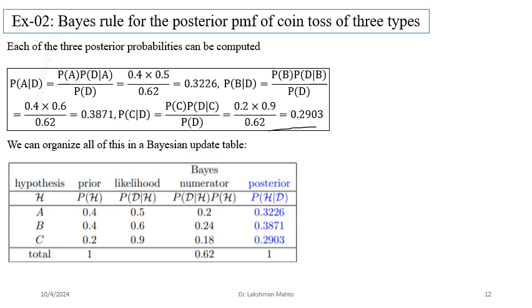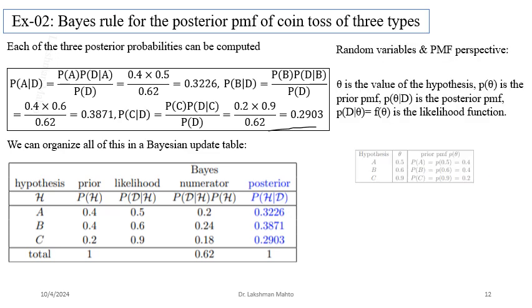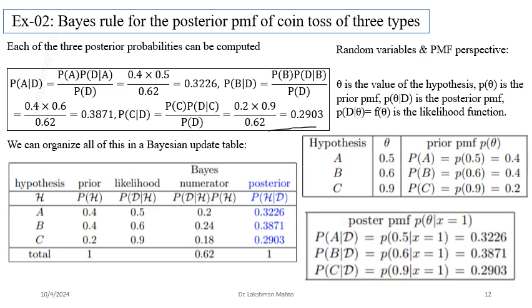How can you convert it in terms of distribution? The distribution approach comes like this. Here I have already mentioned it. If you convert it in terms of a random variable theta, theta is what we generally call the parameter, the probability of success. In the first case it is 0.5, in the second case 0.6, and in the third case 0.9, and you can compute the probability of A. These are the prior probabilities, what we call the prior distribution of theta.